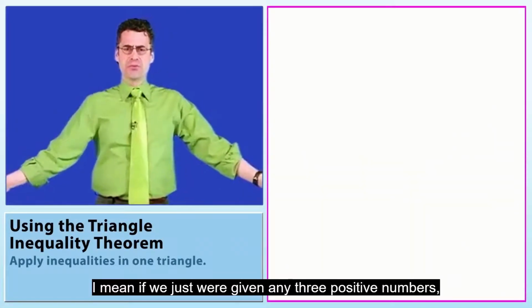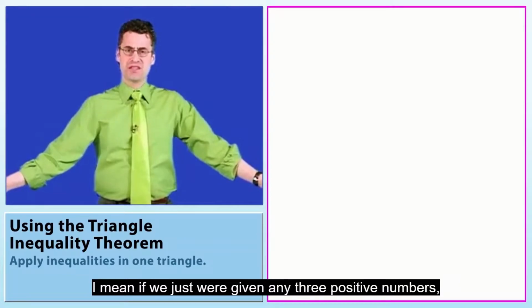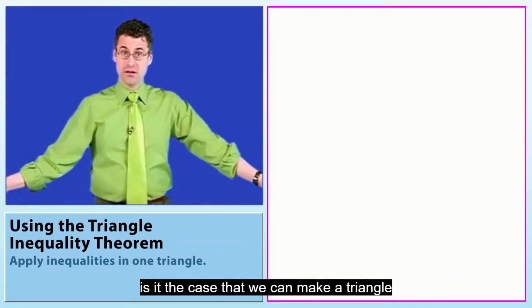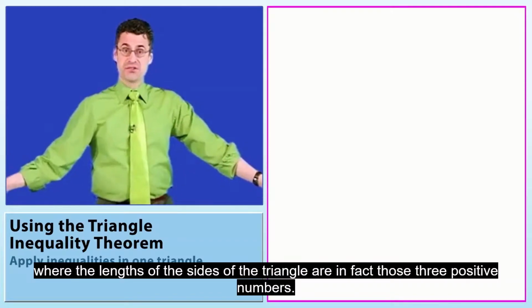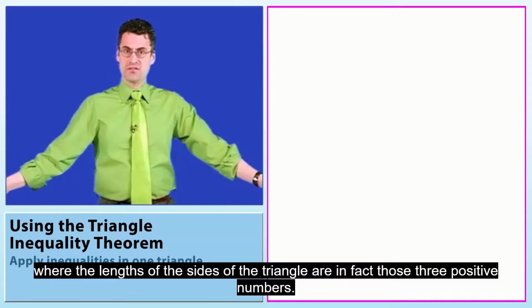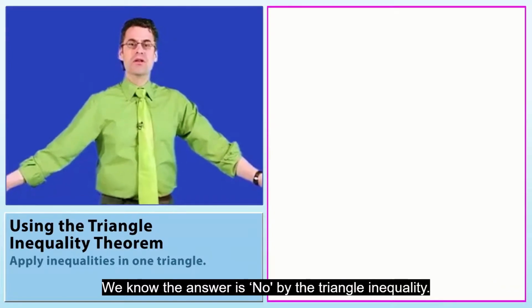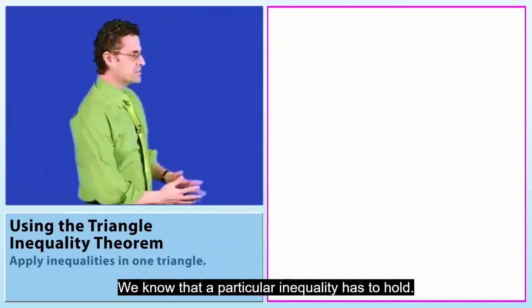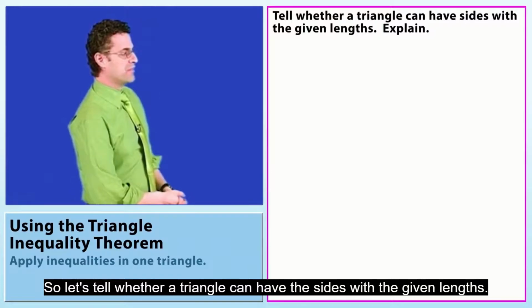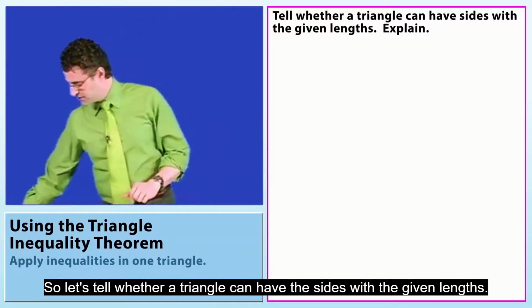If we are just given any three positive numbers, is it the case that we can make a triangle where the lengths of the sides of the triangle are, in fact, those three positive numbers? We know the answer is no by the triangle inequality. We know that a particular inequality has to hold. So let's tell whether a triangle can have the sides with the given lengths. So here we go.